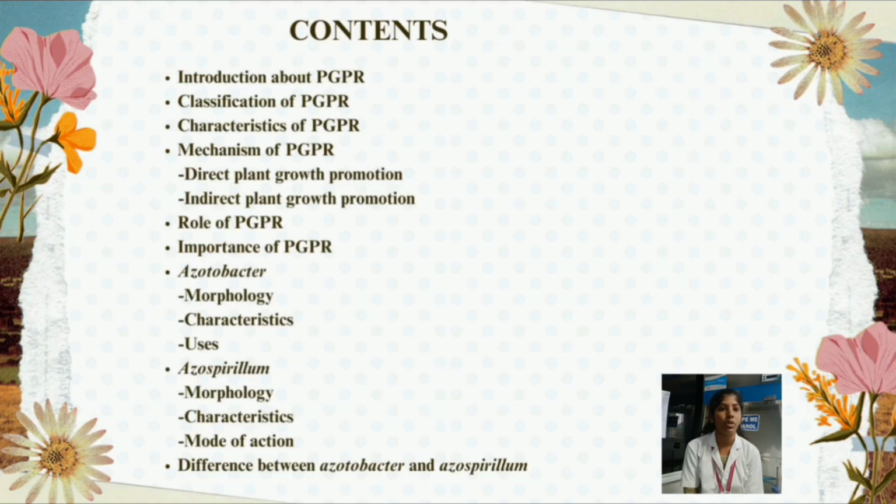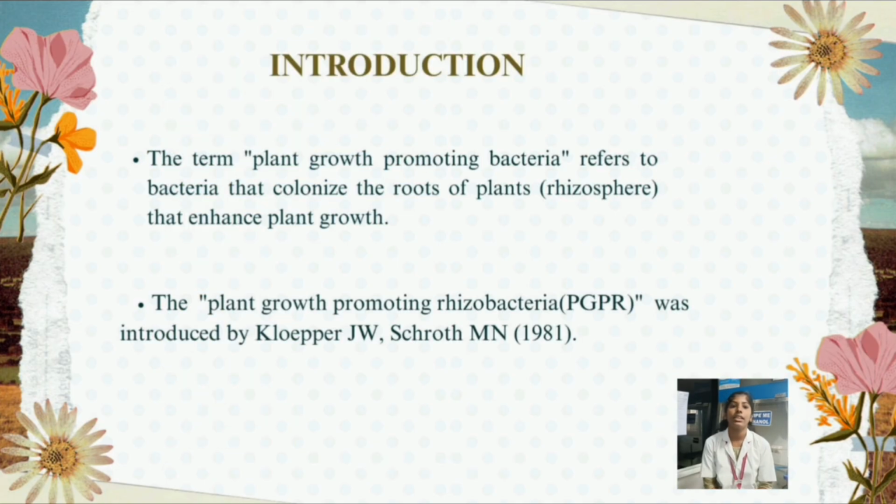Here is the outline of today's presentation. First, we will start with an introduction to PGPR. Then, we will look at their classification, characteristics, and mechanisms of action, including both direct and indirect plant growth promotion. Next, we will discuss the role and importance of PGPR in agriculture. After that, we will focus on two important genera, Azotobacter and Azospirillum, covering their morphology, characteristics, uses, and mode of action. Finally, we will compare the differences between Azotobacter and Azospirillum. Let us begin with the introduction.